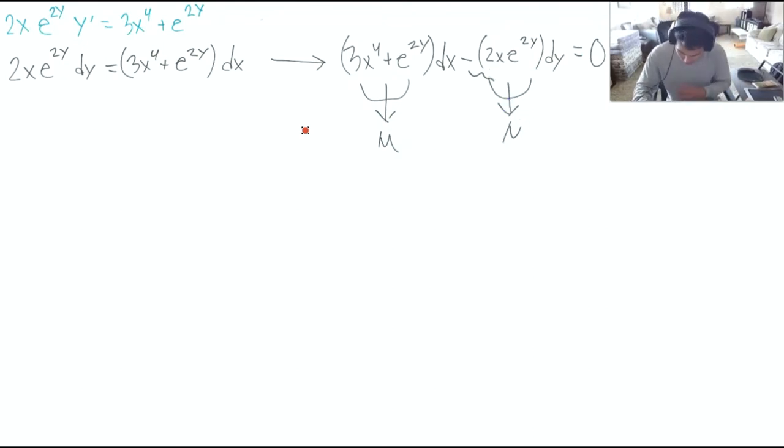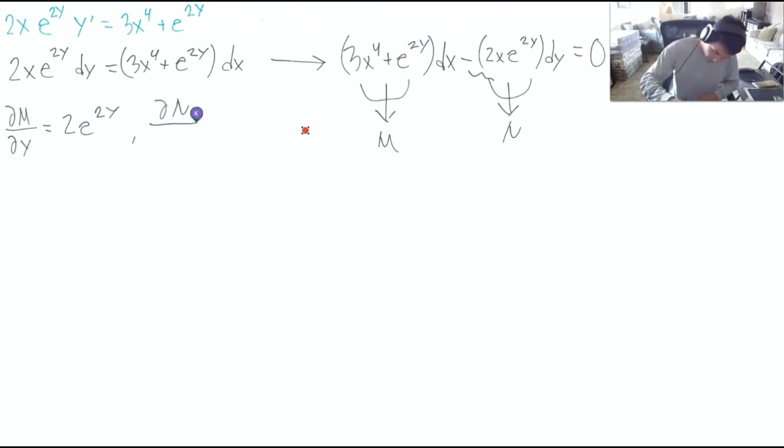So if we take dM/dy, what do we get? 2e, no, we get 2e to the 2y. Then if we take dN/dx, what do we get? We get negative 2e to the 2y. So they're slightly off.